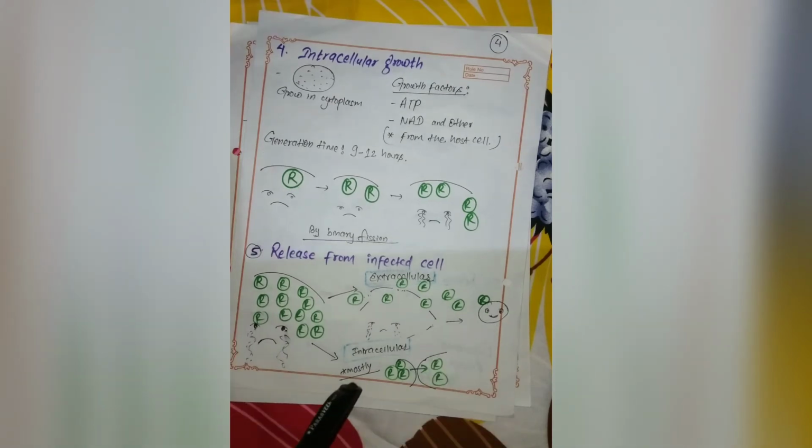And next one is intracellular. How does this process occur? It occurs at the moment this Rickettsia moves from one host cell to another host cell.